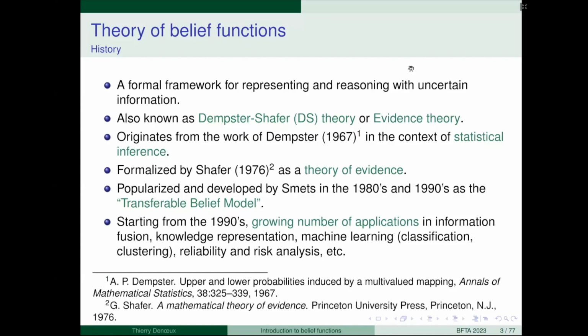Then the theory was formalized by Shafer in a famous book published in 1976, which is cited here. And so Shafer showed that this theory was useful not only for doing statistics, but also as a general framework for reasoning with uncertainty. And it was later applied in many domains, mainly in artificial intelligence for knowledge representation, machine learning, in engineering, where there are applications in reliability, risk analysis. I could add like in your business with auditing. So there has been a lot of applications. Also, this approach was popularized and developed by Smets in the 1980s and 1990s, and he coined the term transferable belief model. Transferable belief model is basically the same thing as Dempster-Shafer theory.